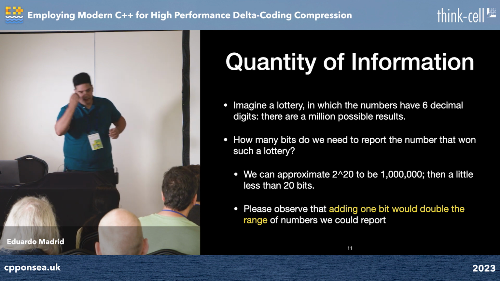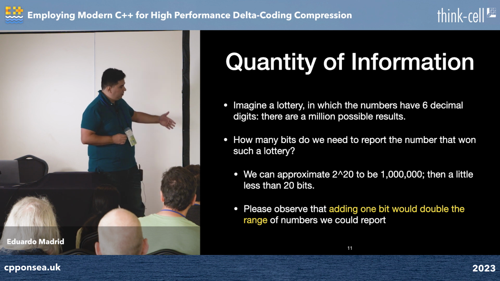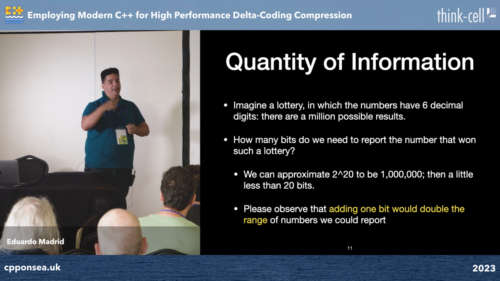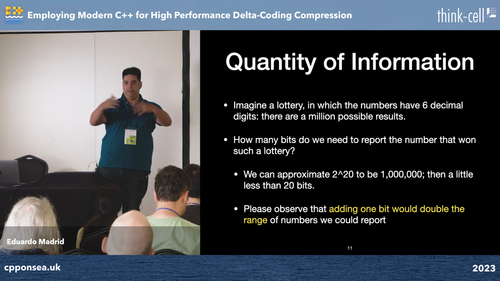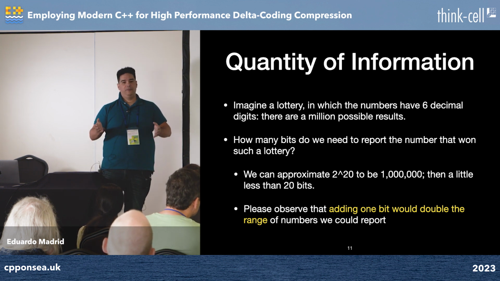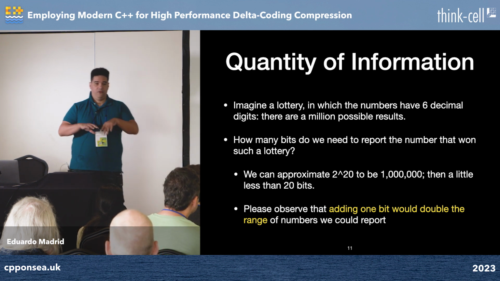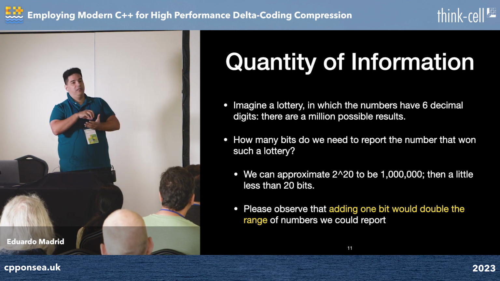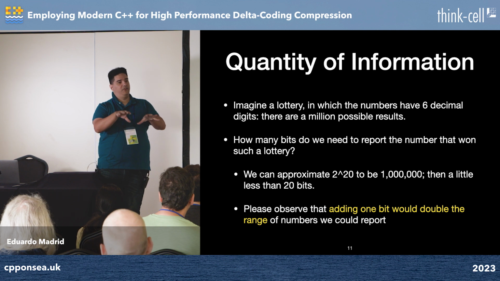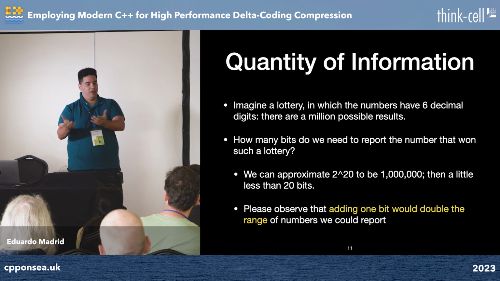Now, I want you to observe that this is an exponential, because if we add 1 bit to the amount of bits available to represent information, we double the range. So if you look at it the other way around, every time we ask what is the amount of information in something, we are going to be using the opposite operation to exponentiation, which is the logarithm.